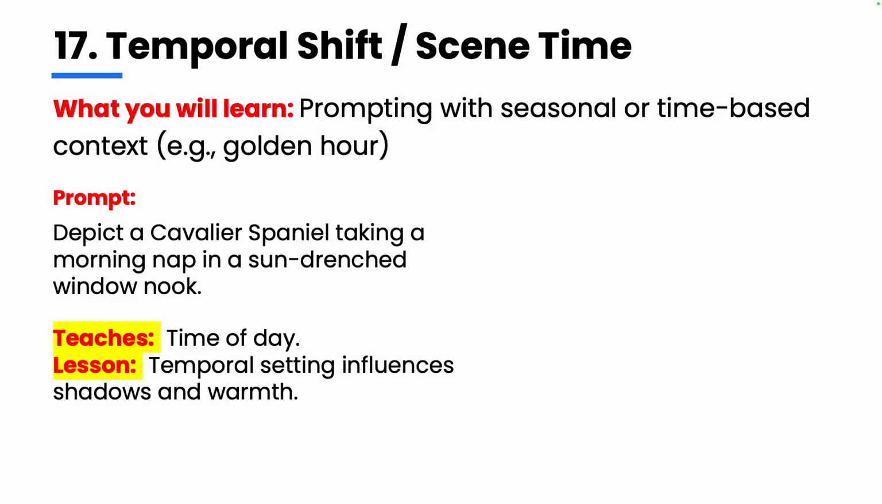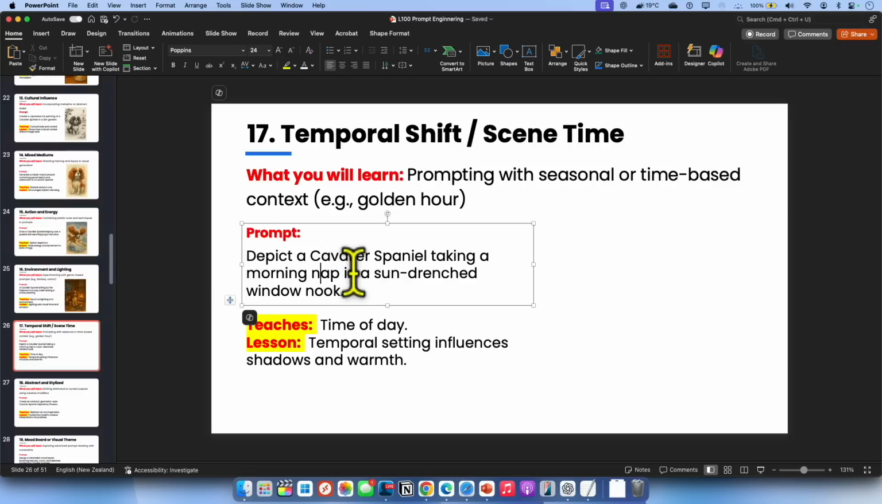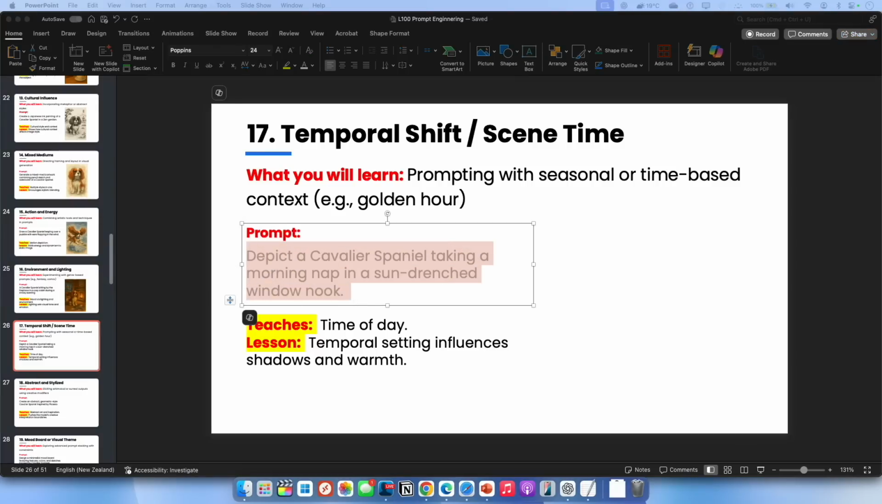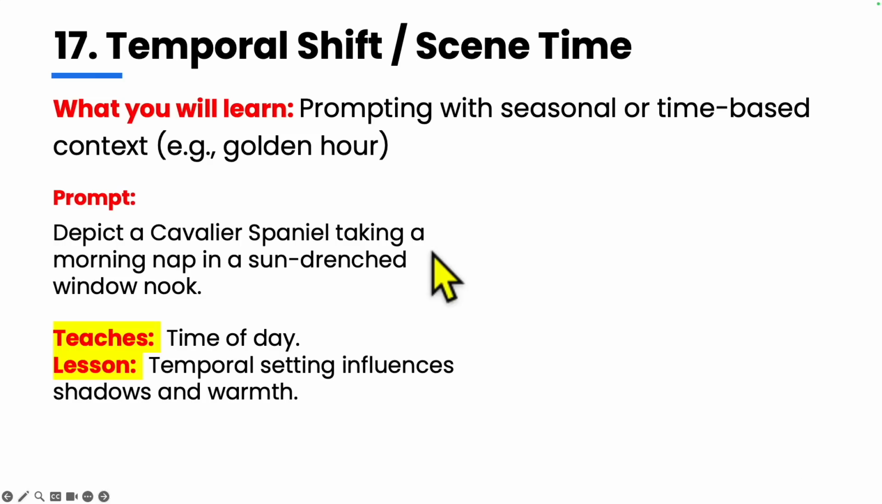This one is temporal shift and scene time. This prompt helps us understand prompting with seasonal or time-based context. The prompt we are going to use is: depict a Cavalier Spaniel taking a morning nap in a sun-drenched window nook. So we are incorporating elements like a morning nap and a sun-drenched window nook. Let's see what output we are going to get. Let's go back to the presentation pack.